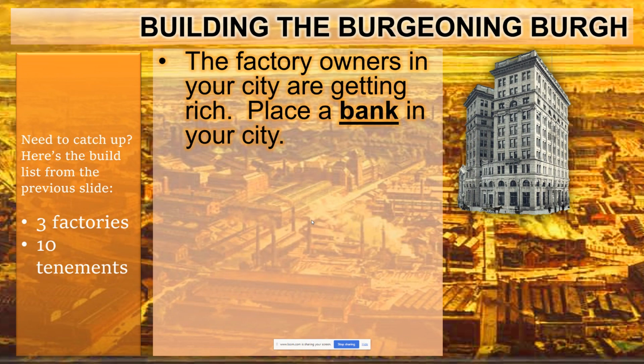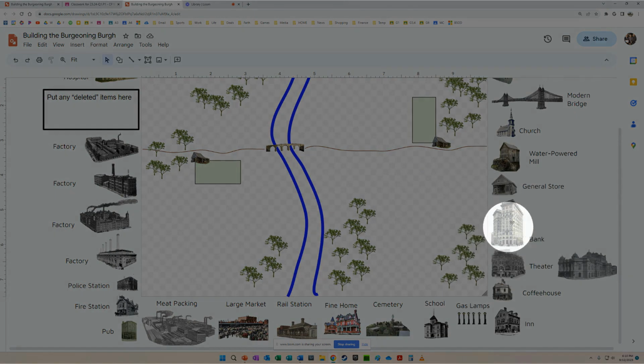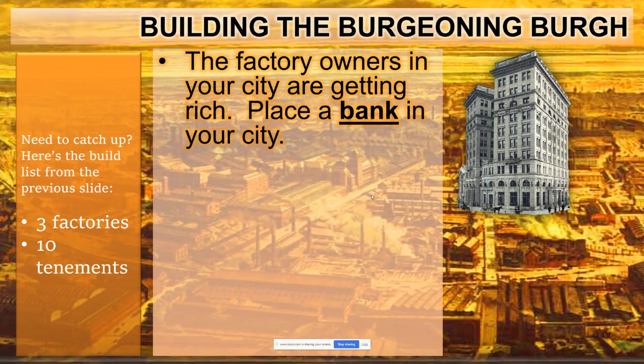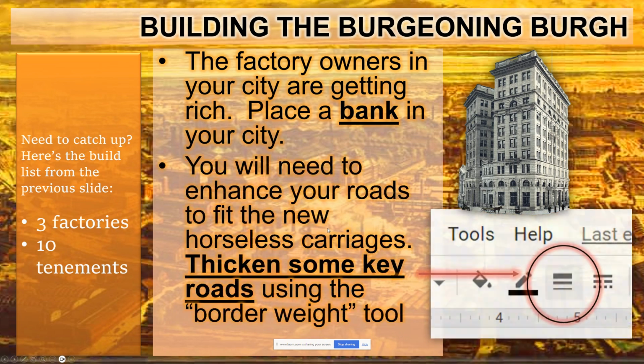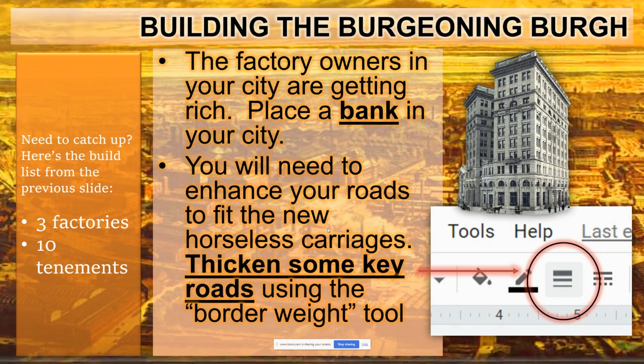Hey, the factory owners in your city are getting quite rich, and they want to do their banking in town. And so if you look at the bottom right-hand corner, there is a place for a large bank. It's going to be the tallest building in your town, so put it in a really pronounced place. So place a bank in the city, and if you need to enhance your roads, because there's a new invention out there, it's called the horseless carriage. That's right, a carriage that can go by itself. Some are run by oil, some are run by electricity, but either way, thicken some of the roads using the border weight tool.